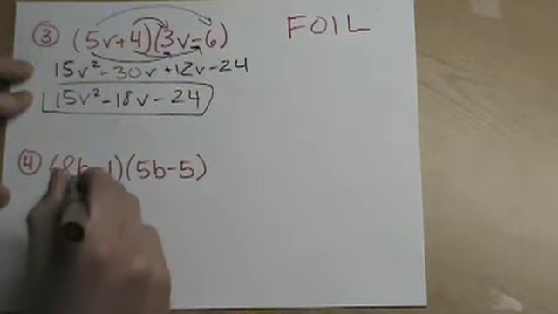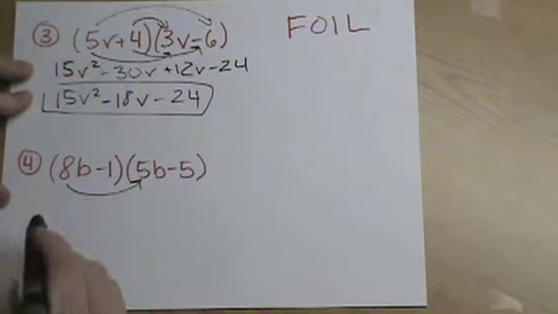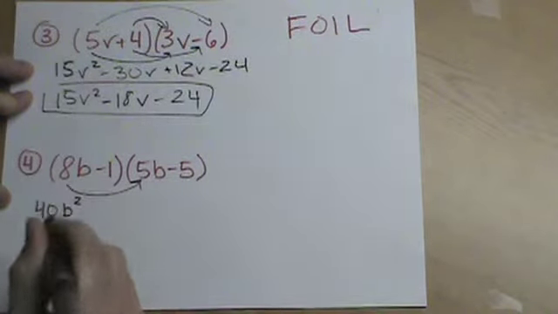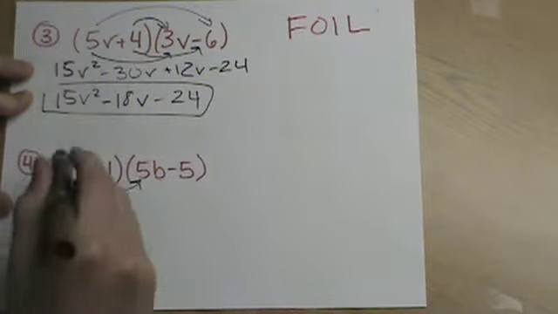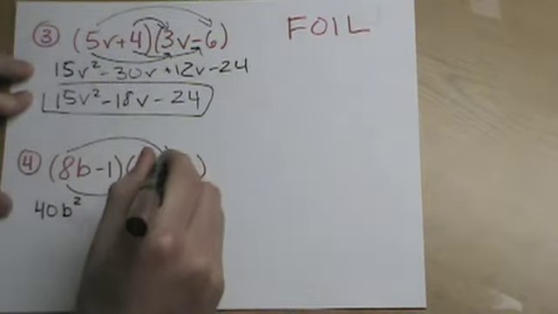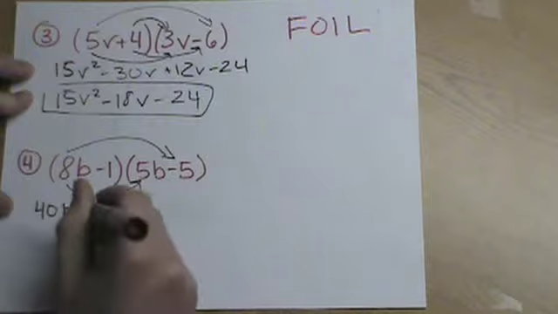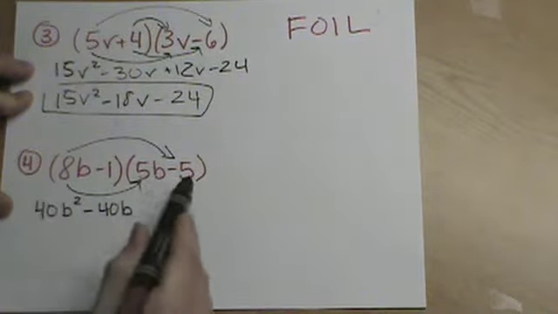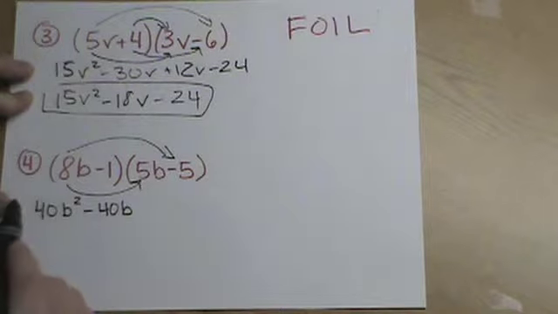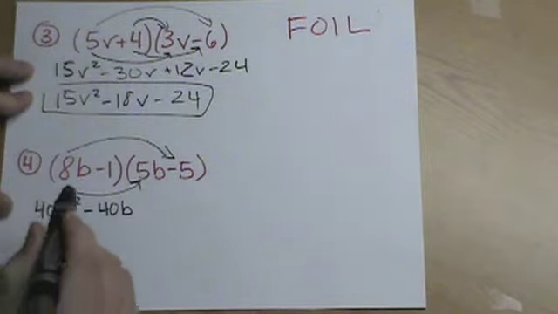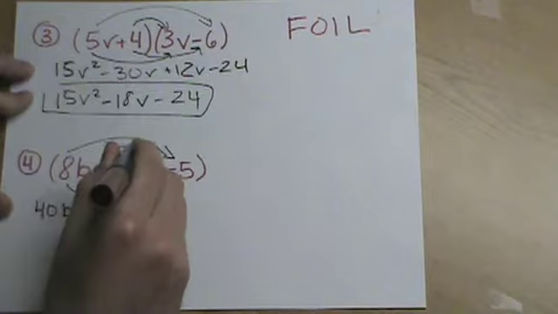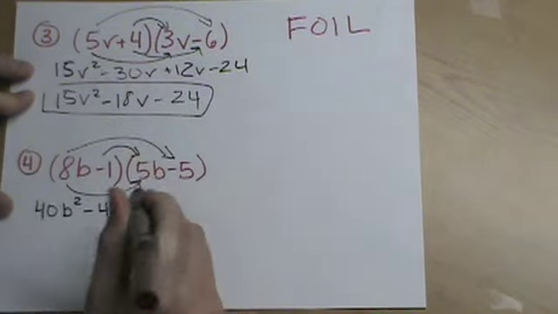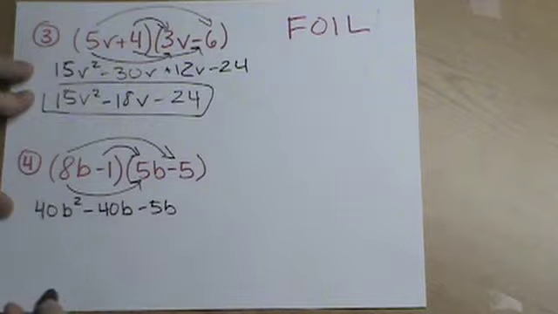And lastly, 8b minus 1 times 5b minus 5. So we'll do our firsts. 5 times 8 is 40. B times b is b squared. Then we do our outside, so 8b times negative 5. So that would be negative 40b. 8 times negative 5 is negative 40, and that b tacks on at the end. Now we do our insides, negative 1 times 5b. So negative 1 times 5 is negative 5, and the b gets tacked on the end just like last time.